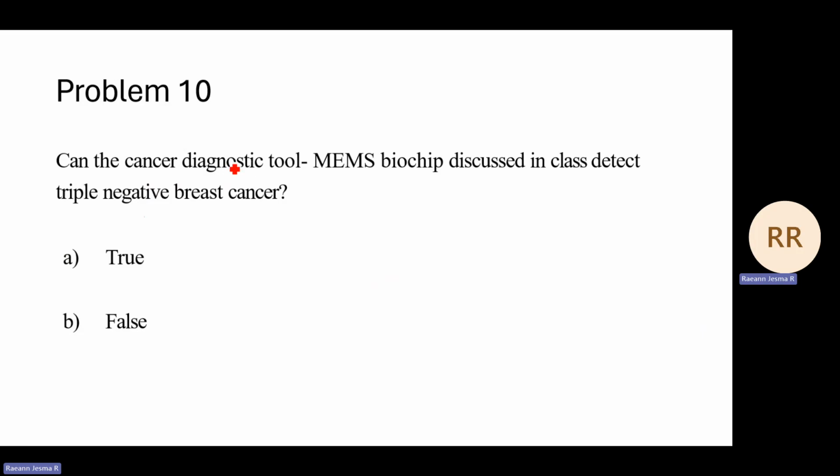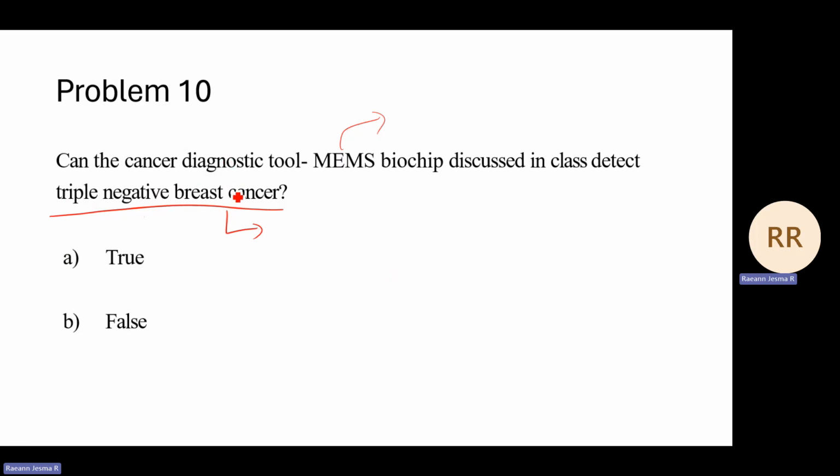So what is the MEMS biochip? The MEMS biochip that was discussed in the lecture, right? That is a lab-on-chip device which was having heater, interdigitated electrodes, and so on. So, what is a triple negative breast cancer? We know that there are certain receptors which are called biomarkers that can be used to detect whether a person is having cancer or not.